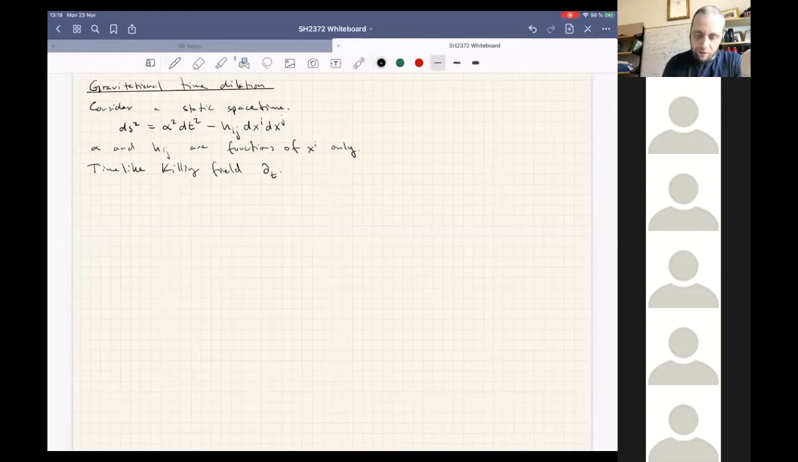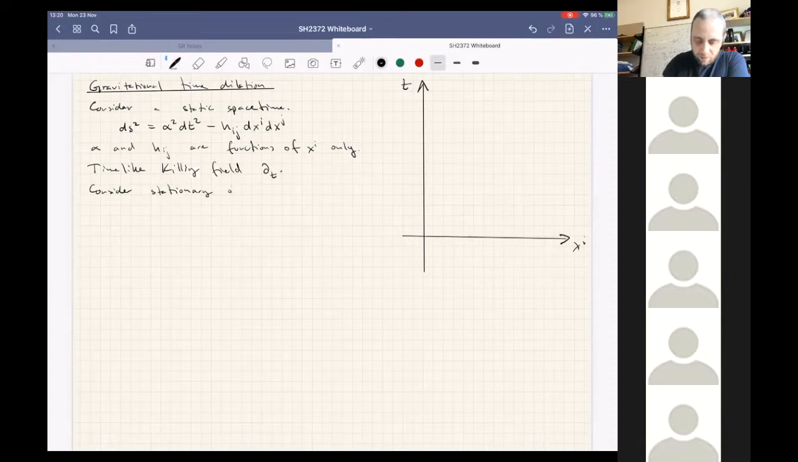Well, if we draw now a diagram of this space-time, I'm going to draw the time axis like that, and then I'm going to draw the remaining space directions in just one line. So we have the time direction here, we have the spatial direction there. So what we're going to do is look at stationary observers. So consider stationary observers A and B. So this means that these observers have these static lines, essentially the flow lines of the time-like Killing field, as their world lines.